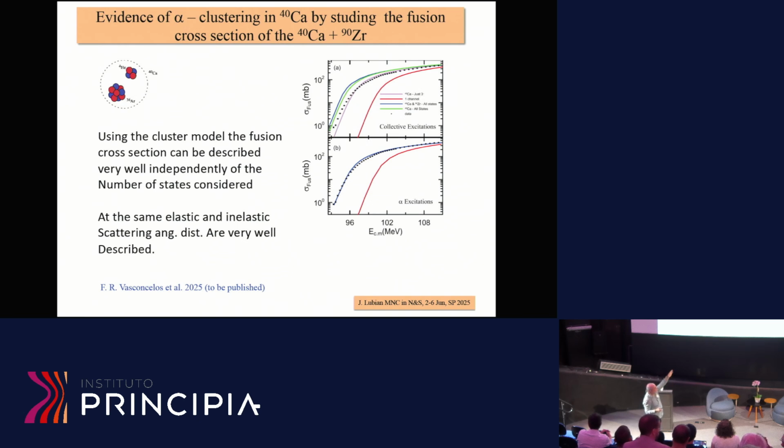If you use that collective state that describes the fusion cross-section, the pink line, then you overestimate the inelastic, and the backward part of the elastic you also overestimate. If you use this model, you describe elastic, inelastic, everything at the same time. So that's important. We always wonder that we don't want to describe only one channel. We want to describe, at the same time, with the same coupled channel calculation, all the available observables or experimental data, because there was a discussion yesterday about the observables, the experimental data.